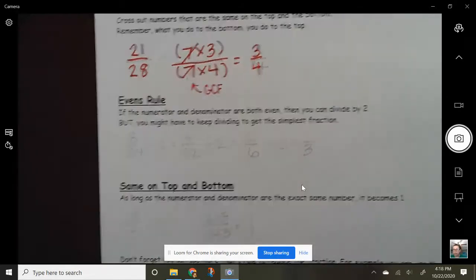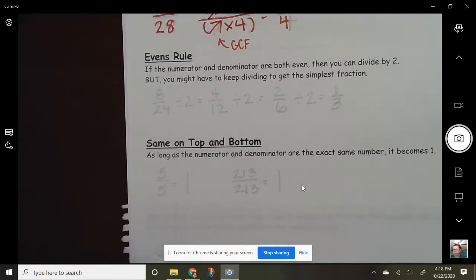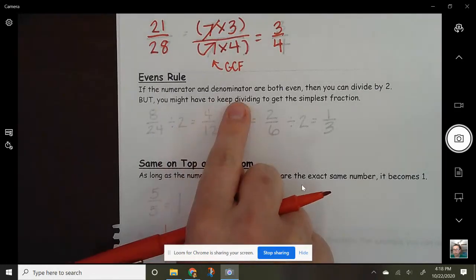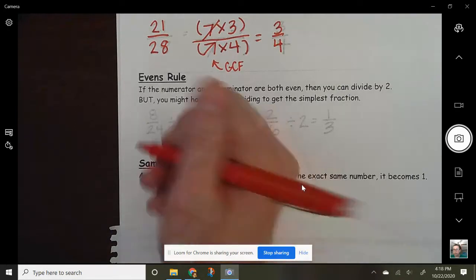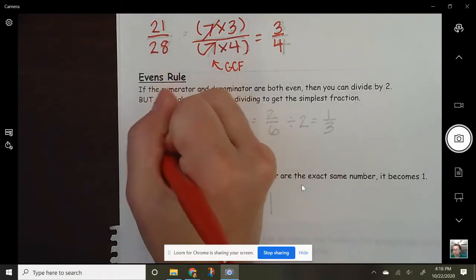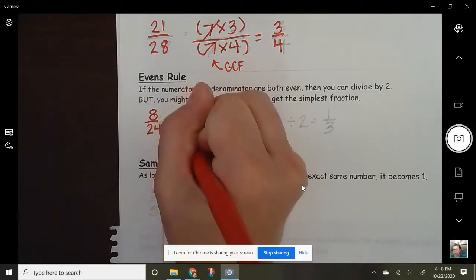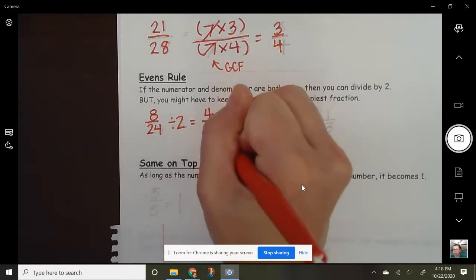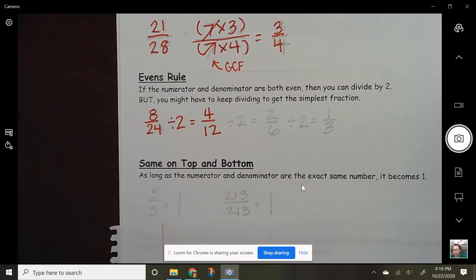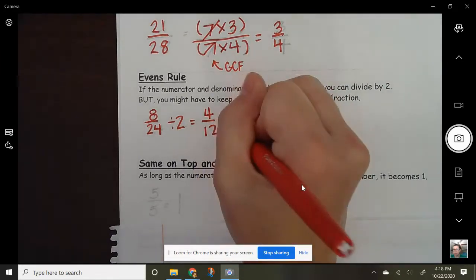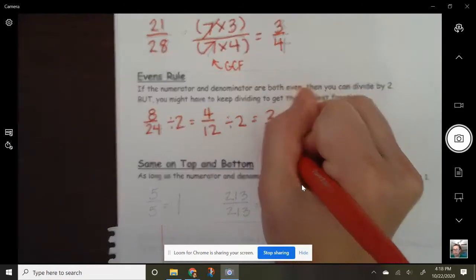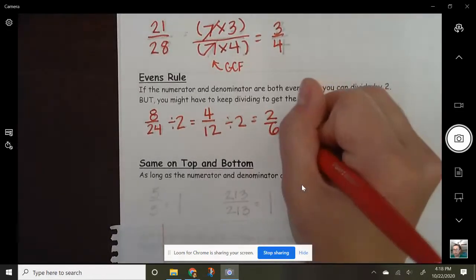Just a few other ones. It might not get you very far, but if you are stuck and both the numerator and the denominator are even, you can divide them both by 2. But I'm going to tell you, that doesn't mean it's in simplest form or lowest terms, whatever you call it. Still, both even. Got to divide by 2. Okay, you get 2, 6. Still, both even. Got to divide by 2.